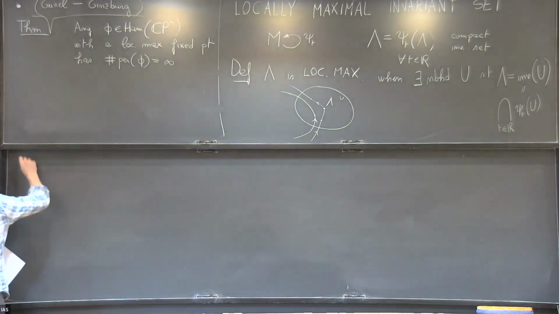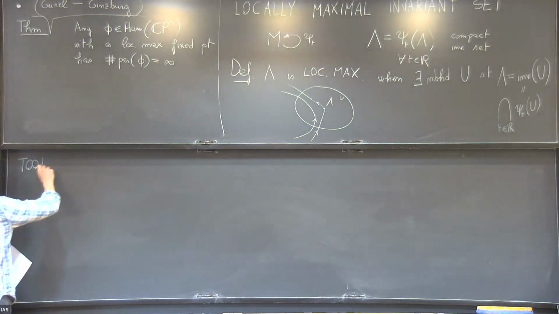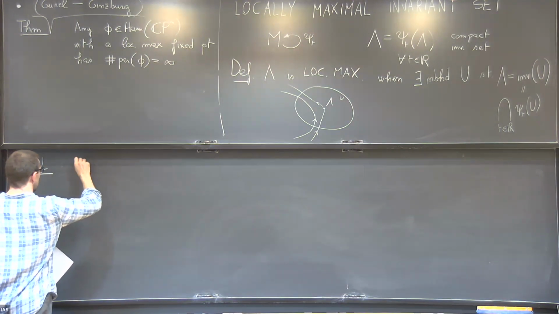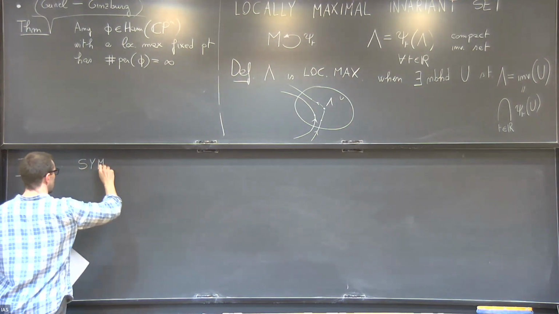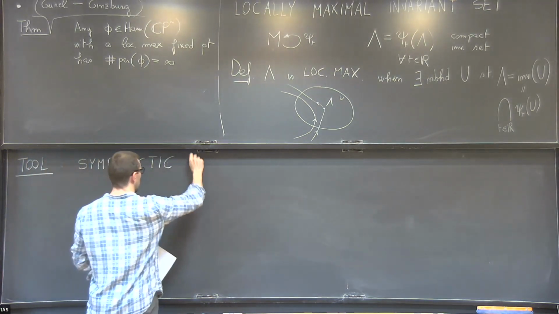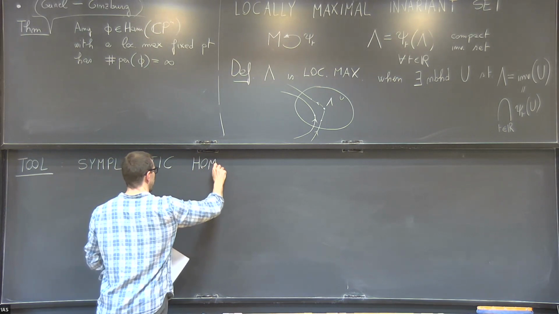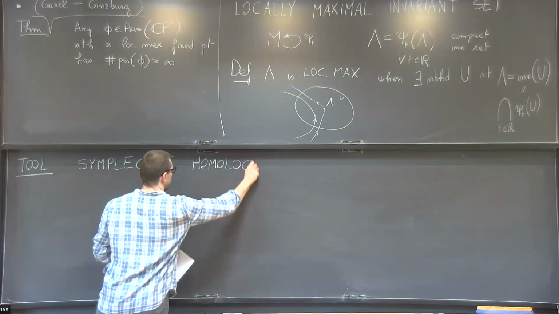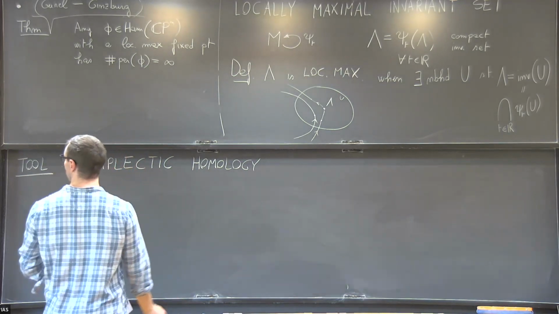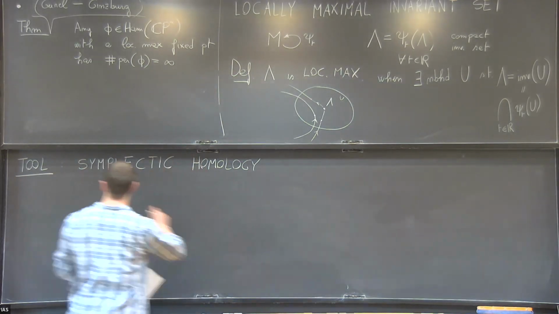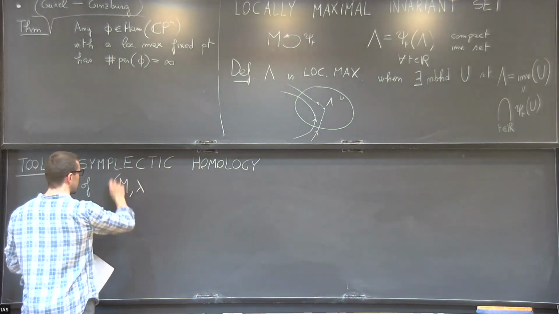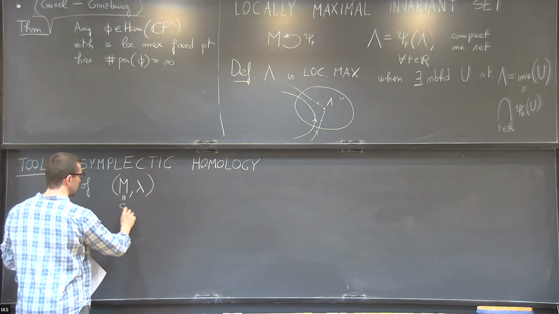So the tool we use, symplectic homology, not surprisingly. The main tool is symplectic homology of my sphere. Did I erase the sphere? Yes, I did. So symplectic homology of my sphere. This is the standard contact sphere.